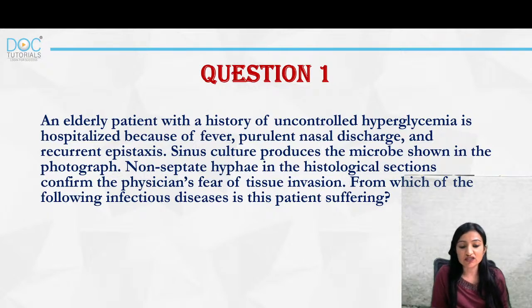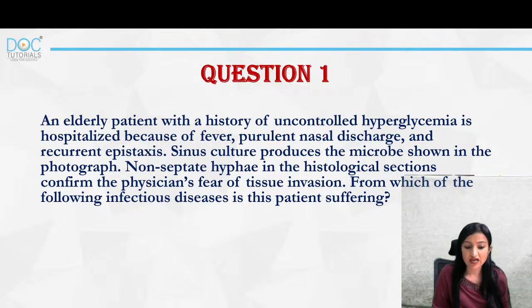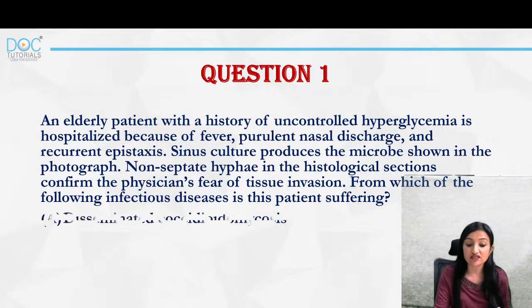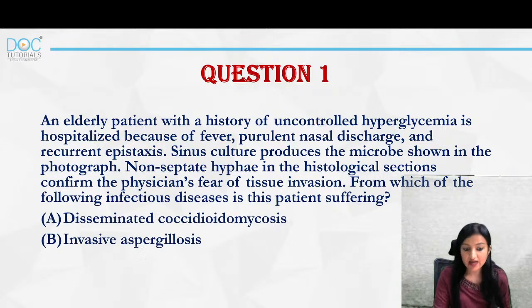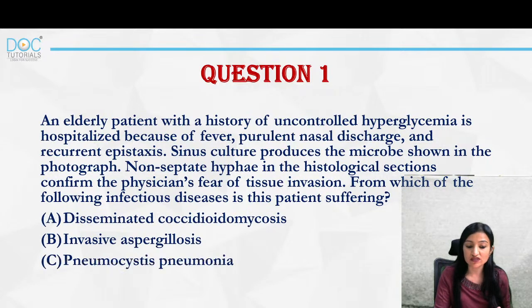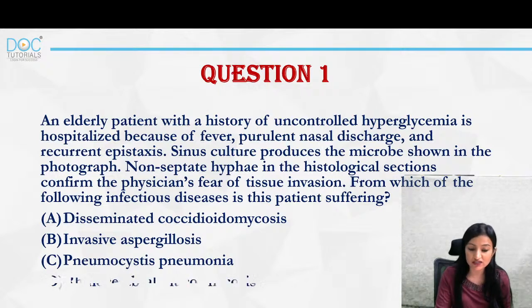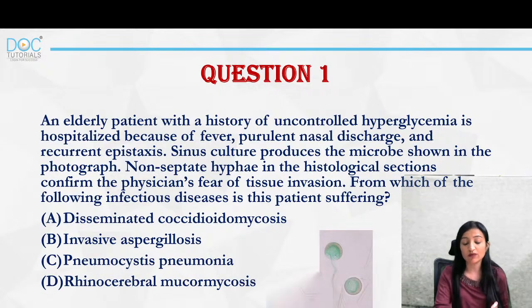An elderly patient with a history of uncontrolled hyperglycemia is hospitalized because of fever, purulent nasal discharge and recurrent epistaxis. Sinus culture produces the microbes shown in the photograph. Non-septate hyphae in histological sections confirm the physician's fear of tissue invasion. From which of the following infectious diseases is the patient suffering? Disseminated coccidioidomycosis, invasive aspergillosis, pneumocystis pneumonia or rhinocerebral mucormycosis.